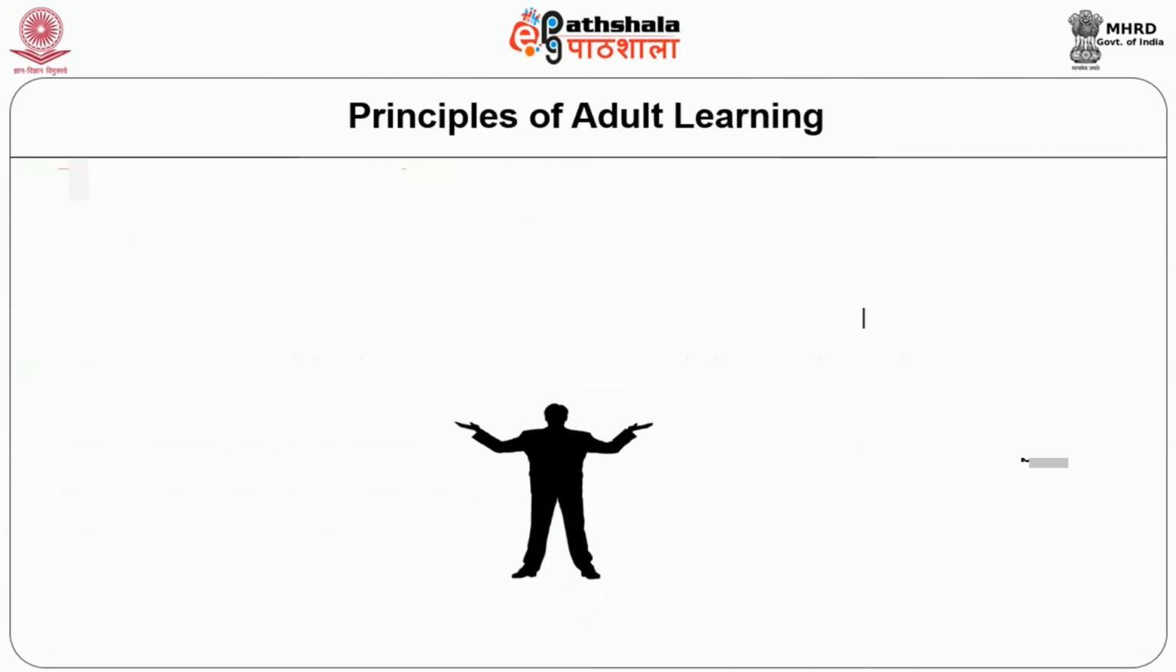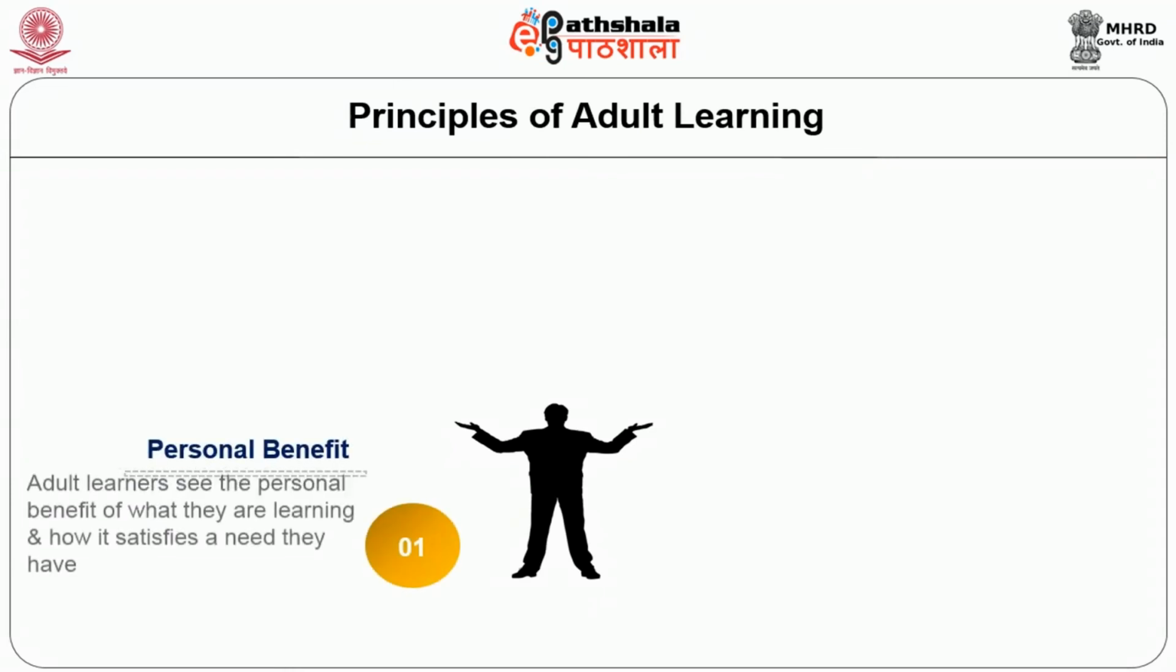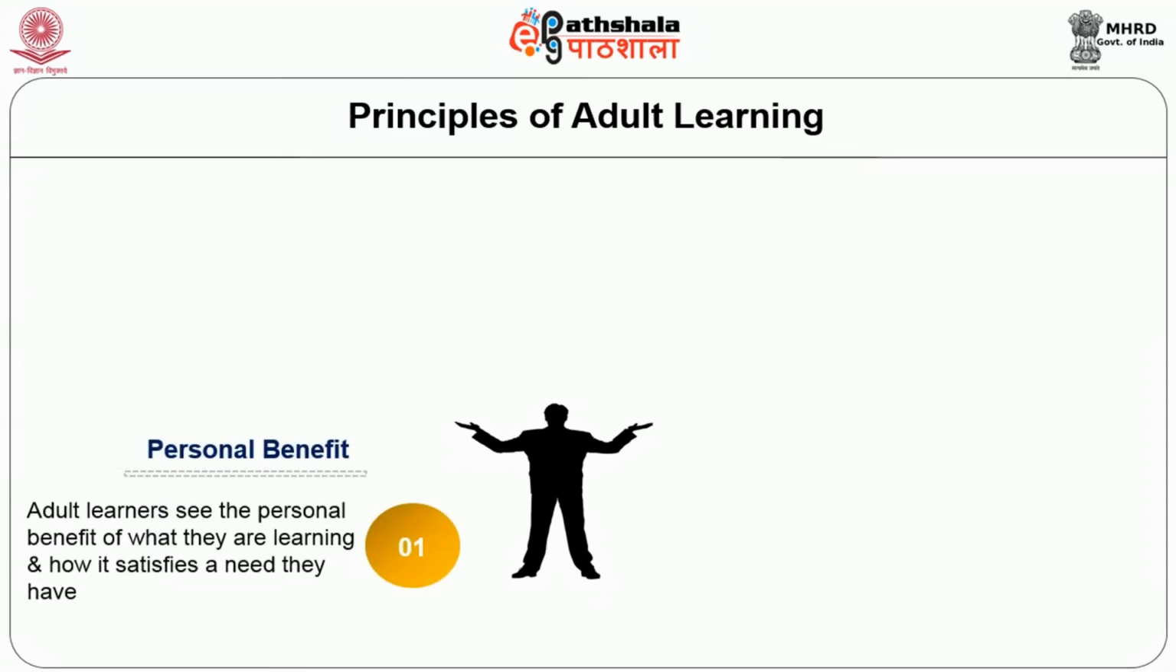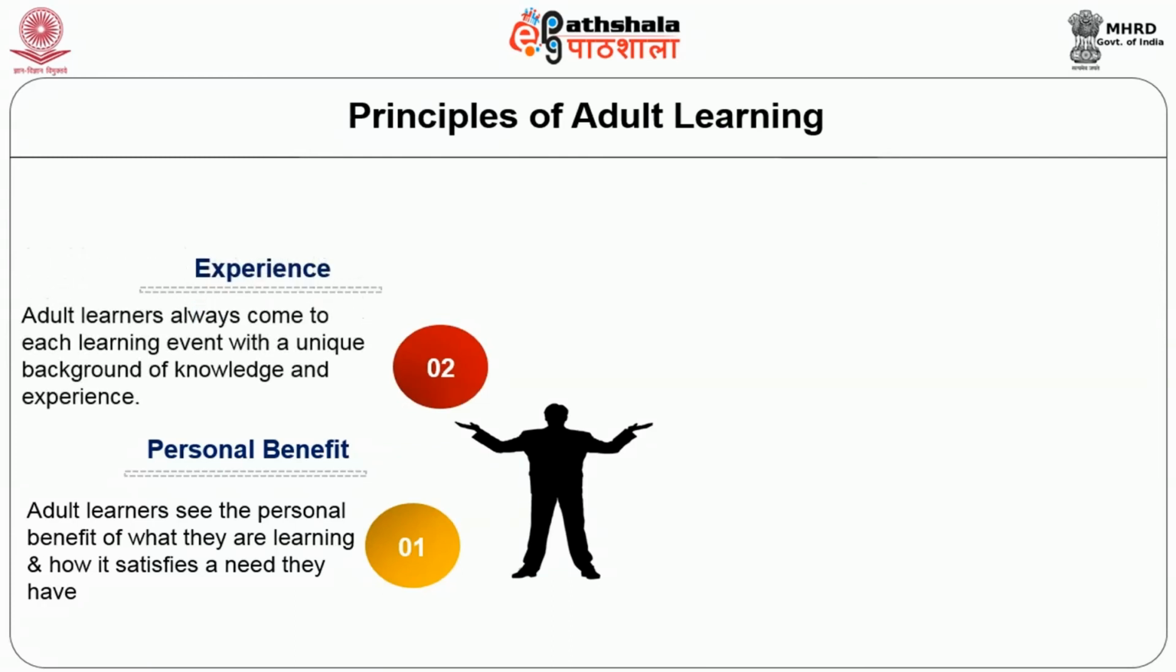Let us see the principles of adult learning. Number 1, personal benefit. Adult learners see the personal benefit of what they are learning and how it satisfies a need they have. Number 2, experience. Adult learners always come to each learning event with a unique background of knowledge and experience. Hence, the experience should be taken into account by the extension workers. They have more experience than the extension workers, and their experience should not be ignored.